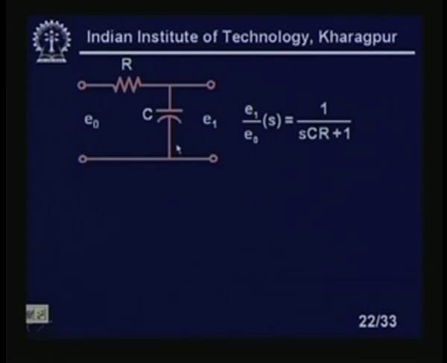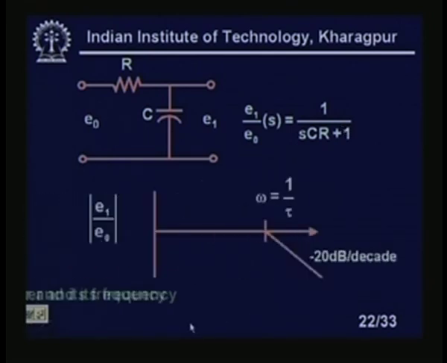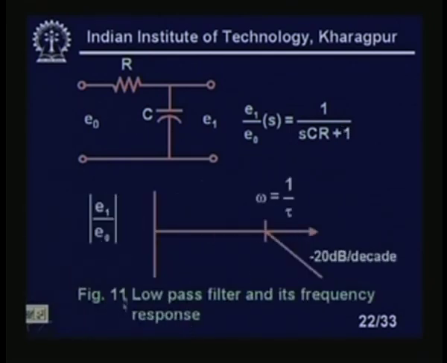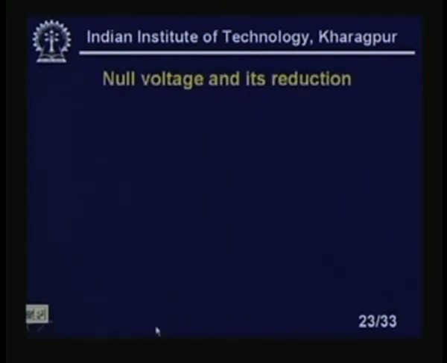Clear? So, if I have that type of signal, I can use a simple RC filter. This is a first order RC filter, and that will suffice to extract the original signal. The response will look like this: you see E1 by E0, the output voltage. It is minus 20 dB per decade, with a corner frequency omega equal to 1 by tau, right. So, low pass filters and their frequency response.